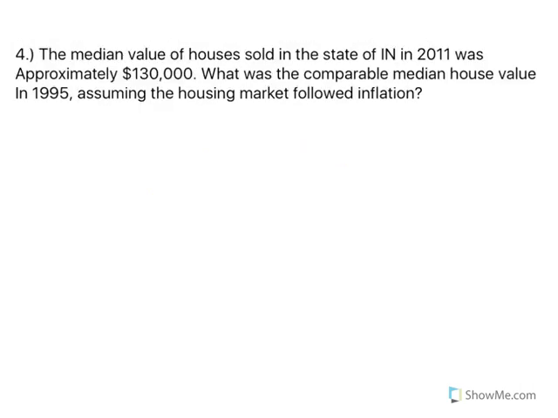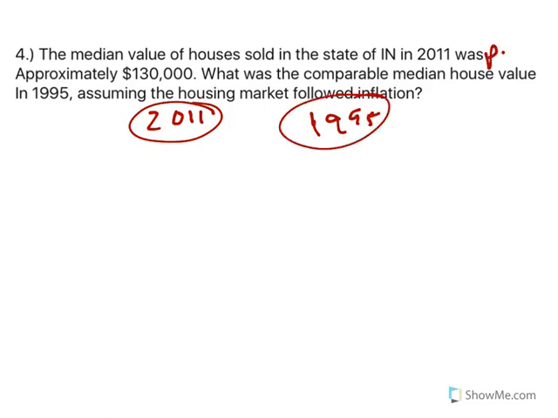All right, now let's get to some math. The median value of houses sold in the state of Indiana in 2011 was approximately $130,000. What was the comparable median house value in 1995, assuming the housing market followed inflation? We're comparing two years, 2011 and 1995, and you are going to need page 44 for these CPI values. Recall that we're going to put dollars on the top and CPI values on the bottom, because that's how I like to set them up.